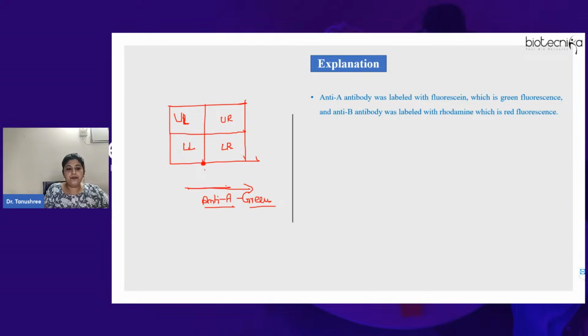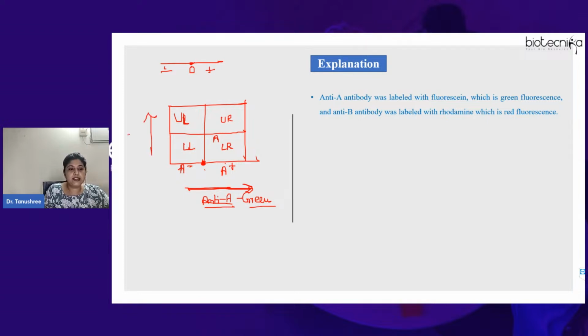Obviously, like we do on a number scale, if this is zero, any value more than zero is positive and any value less than zero is negative. The same thing you have to keep in mind here: if this is the initial point, on the x-axis we are looking for NTA, the green fluorescence, which indicates the presence of A antigen. So this indicates presence of A, and this quadrant will indicate absence of A.